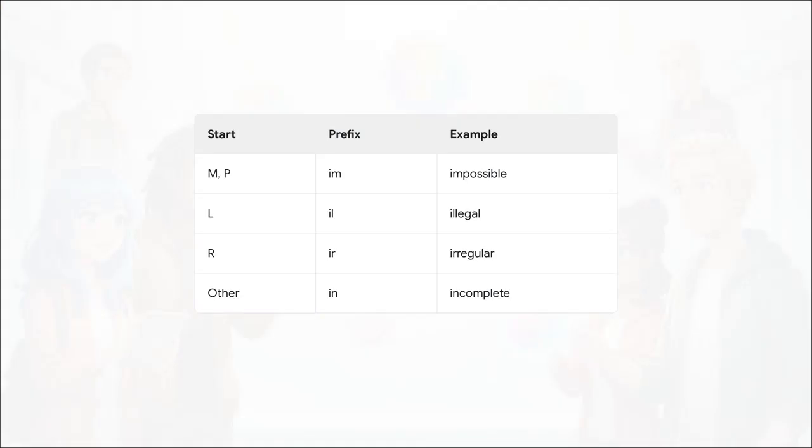Section 2, prefixes, flipping the meaning. This is where we create instant opposites. And there's a really cool phonetic pattern here. We have four prefixes that all mean not: im, il, ir, and in. So how on earth do you know which one to pick? Well, it's actually all about the sound, not the spelling.